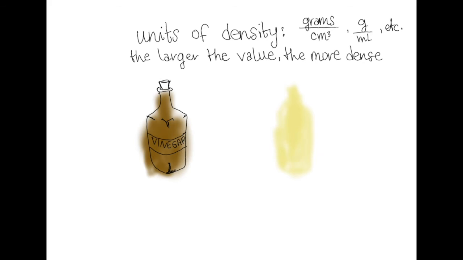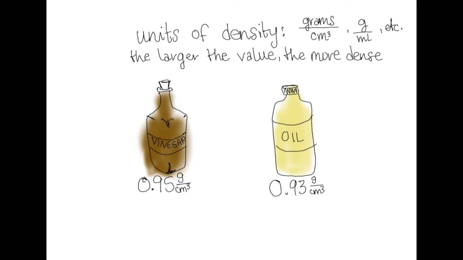Vinegar has a density of approximately 0.95 grams per centimeter cubed. Oil, on the other hand, has a density of approximately 0.93 grams per centimeter cubed. Even though oil's density is just a little smaller than that of vinegar, it still means that it'll float.